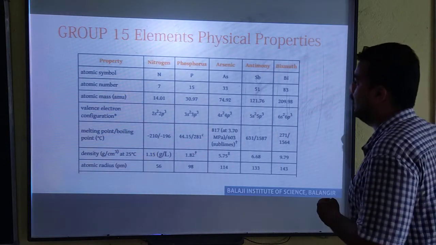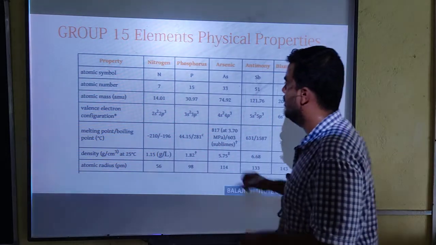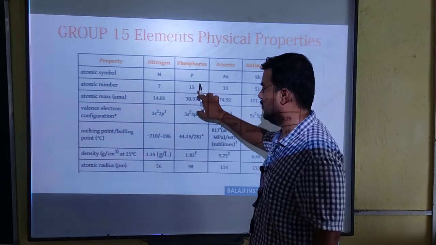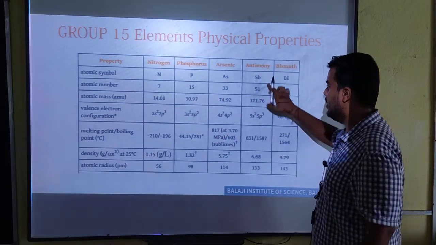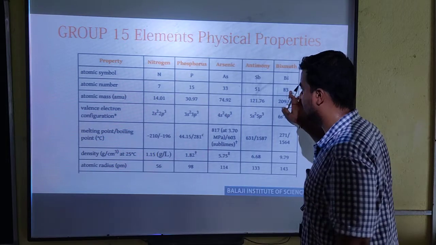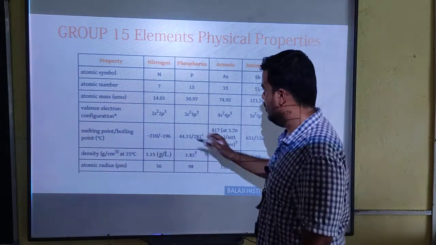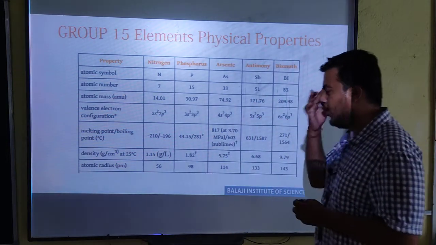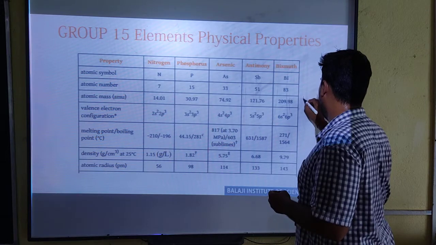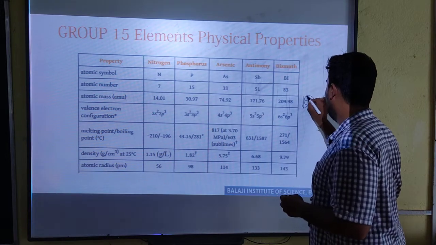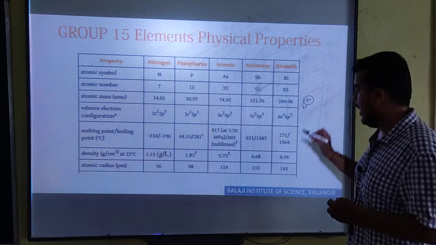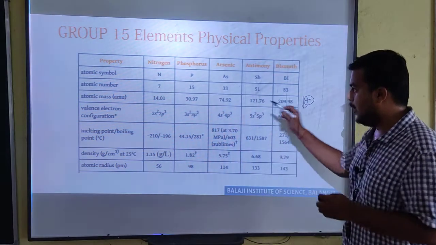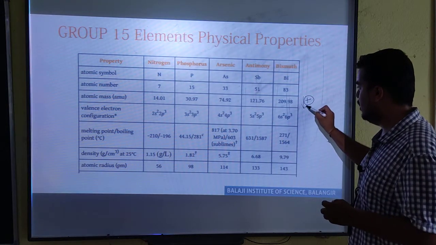So these are some of the physical properties of group 15 elements. As you can see, nitrogen has 7 electrons, so the atomic number is 7. Phosphorus has 15, arsenic has 33, antimony has 51, and bismuth has 83. The atomic mass is 14, 30, 74, 120, 209. So atomic mass is increasing as we go down the group. When I am writing this sign, it means down the group, positive means increasing. So atomic mass is increasing down the group.